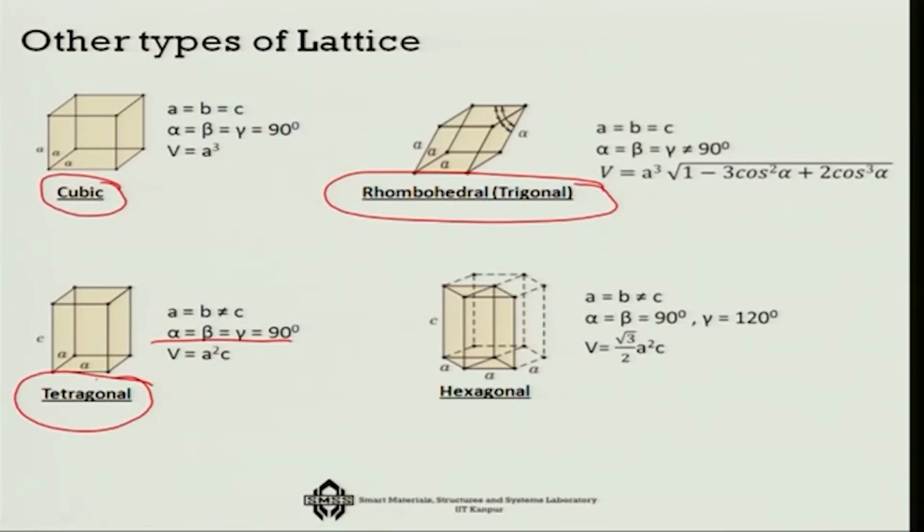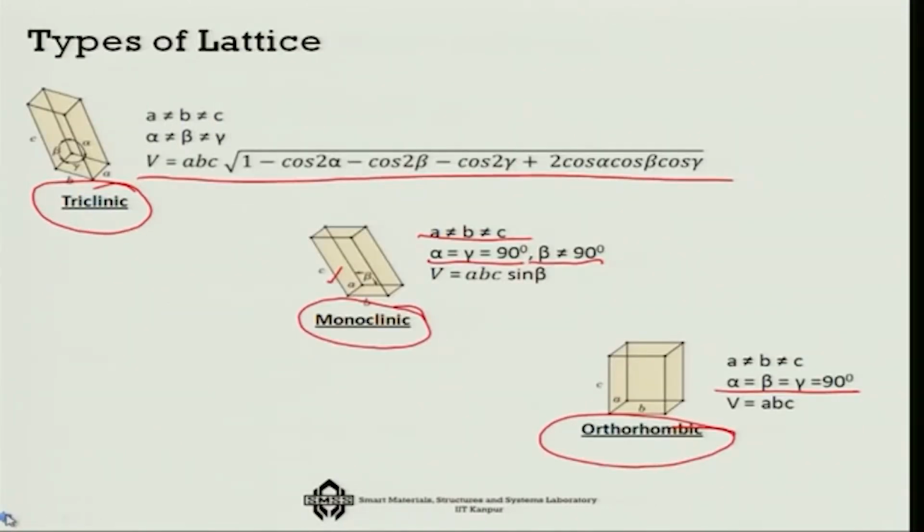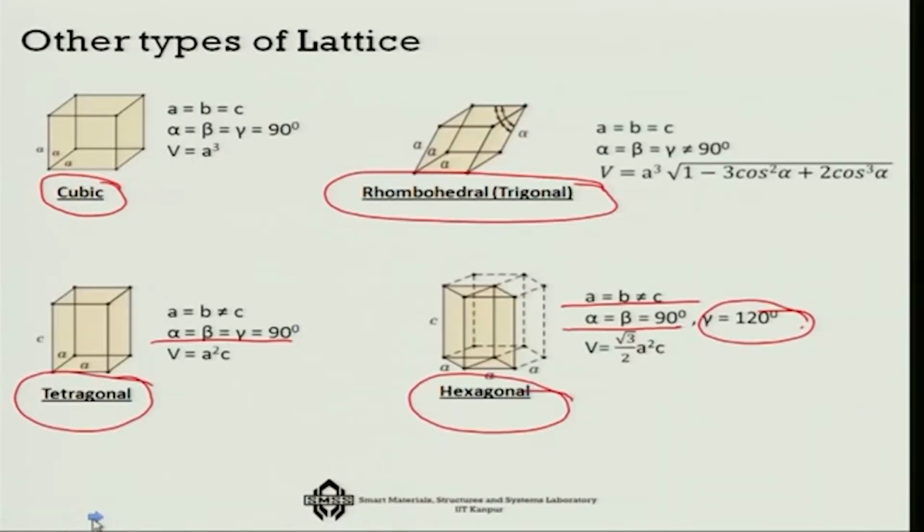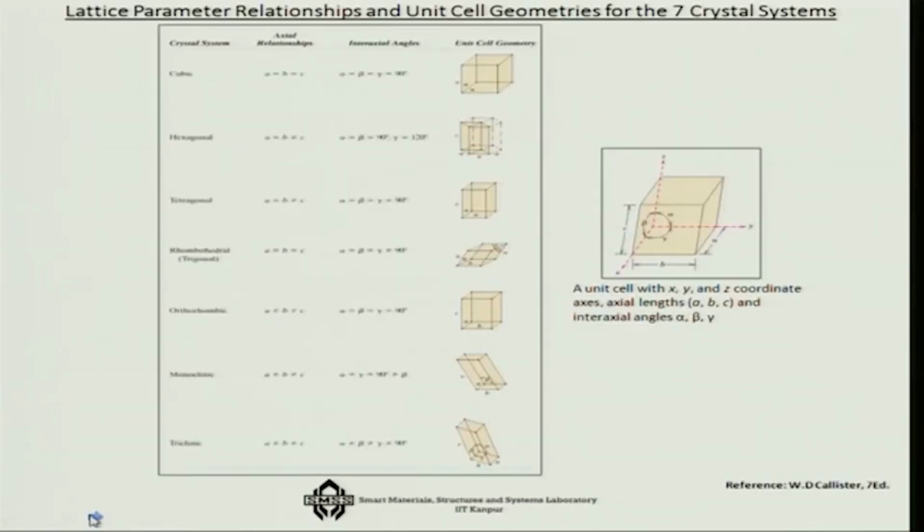And what if a and b are equal, but not equal to c, just like tetragonal, and alpha and beta are 90 degrees, but gamma equals 120 degrees? Then you get a structure known as a hexagonal lattice structure. So, at least we have defined 7 structures: triclinic, monoclinic, orthorhombic, cubic, rhombohedral or trigonal, tetragonal and hexagonal. These are called the 7 basic crystal systems.